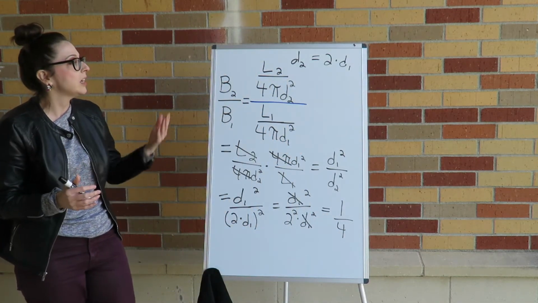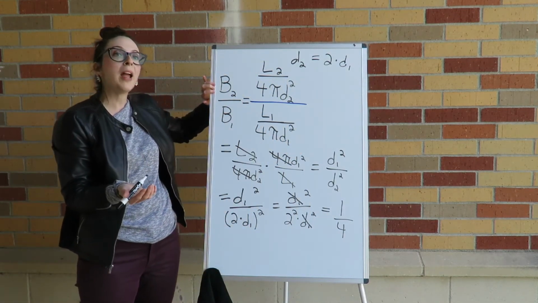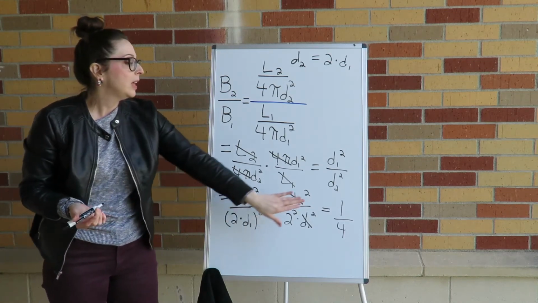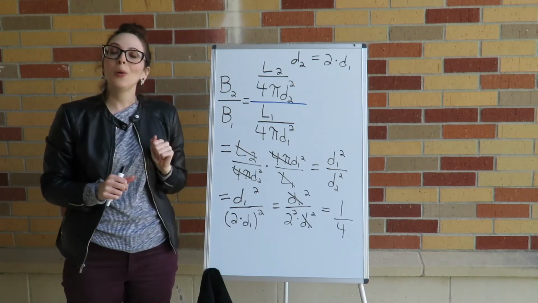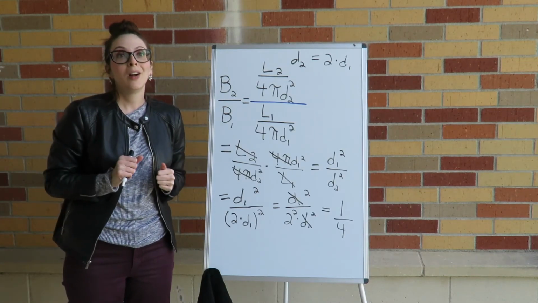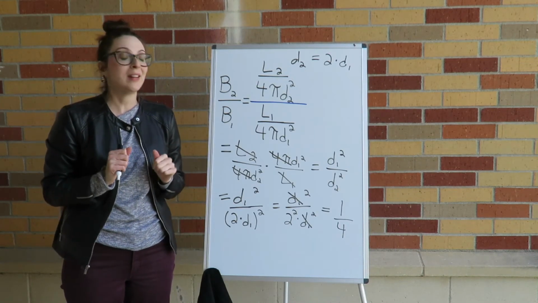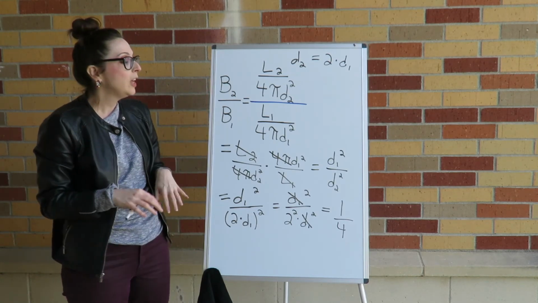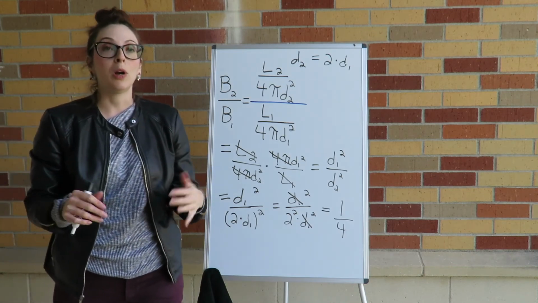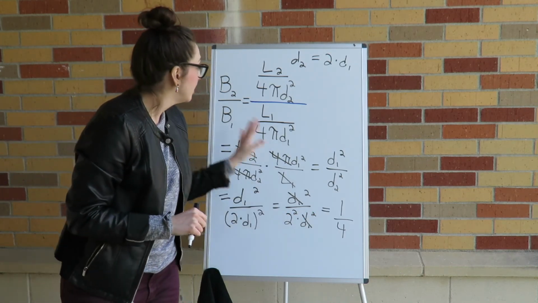And so this tells us that the ratio of the brightness of star 2 to star 1 is 1/4. So that means that star 2 is 1/4 times the brightness of star 1. Or you can also say that star 2 is 4 times dimmer or fainter than star 1.